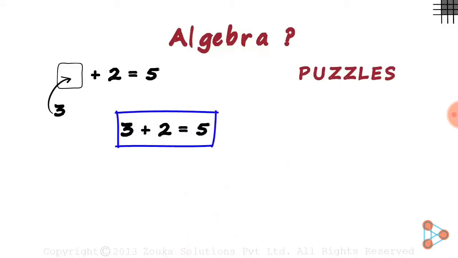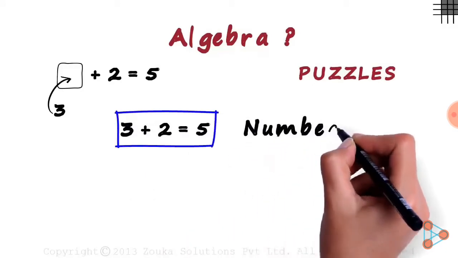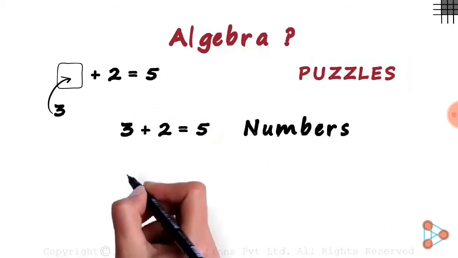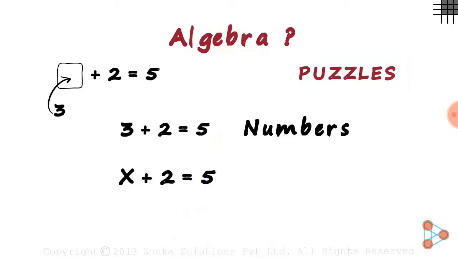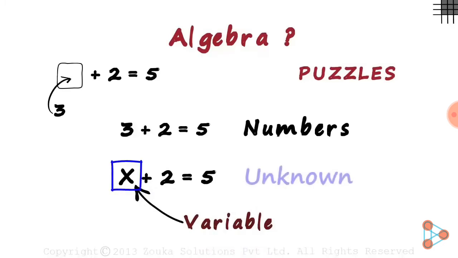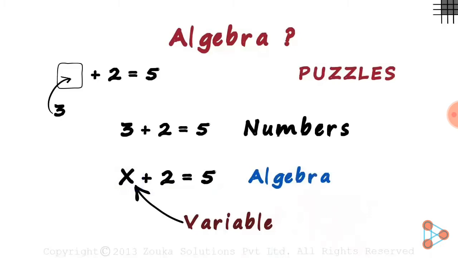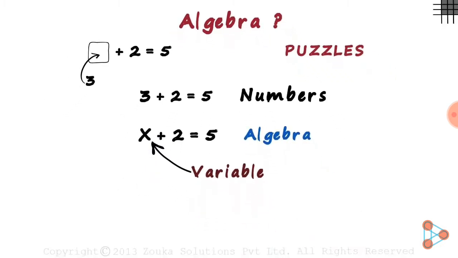This thing we see here contains only numbers. This puzzle can also be asked in a different way. We can say that x plus 2 equals 5. Find x. We just used a letter in place of the box. These letters are also called variables, sometimes also referred to as the unknown since its value is not known to us. This is algebra. It deals with variables and unknowns, and we are expected to find their value.